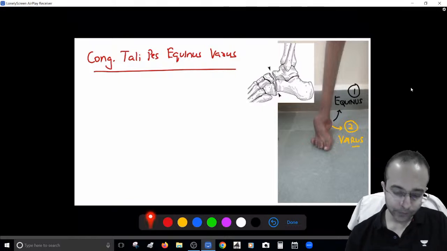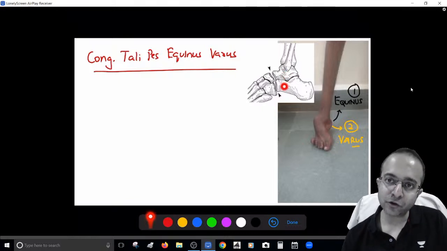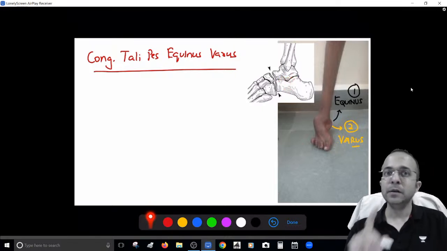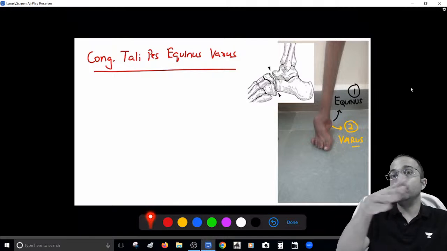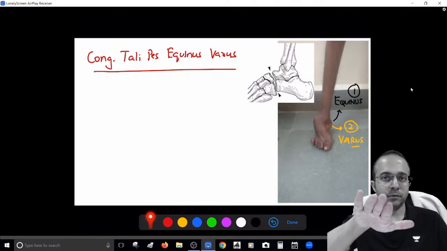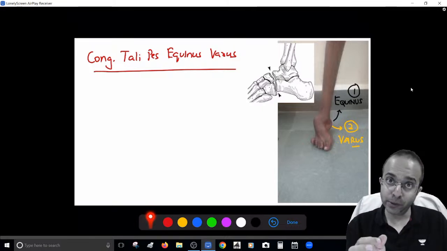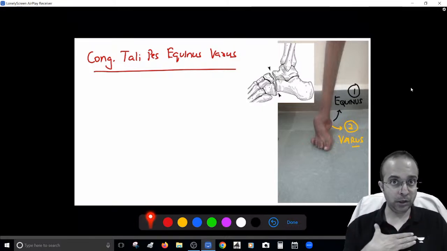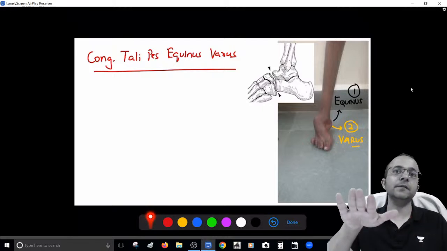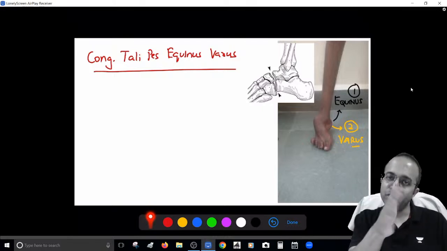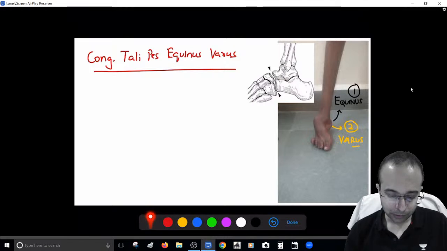So please, this talus sits on top of the calcaneum. This is the subtalar joint. The subtalar joint is the joint that gives you those movements of inversion and eversion. Inversion and eversion are anatomy terms. In orthopedics, the same thing we call varus and valgus. So the subtalar joint goes into varus, inversion. That's what is varus in orthopedics.